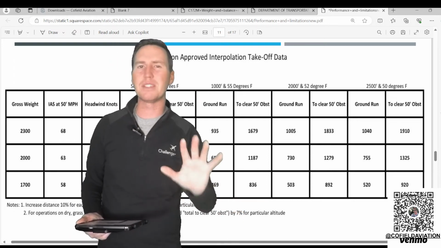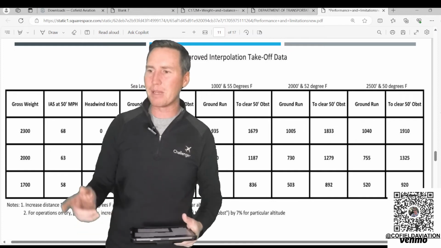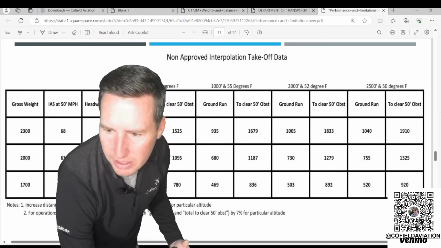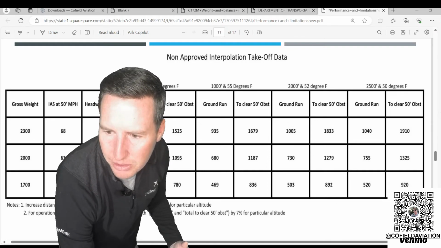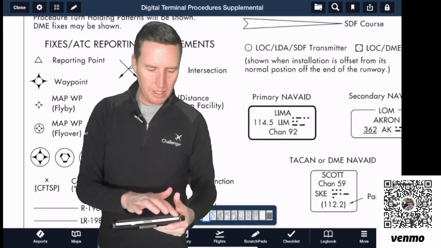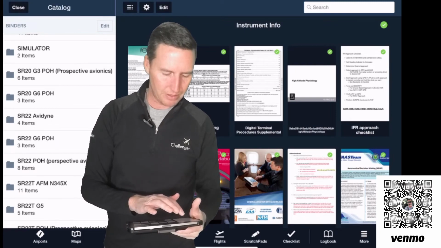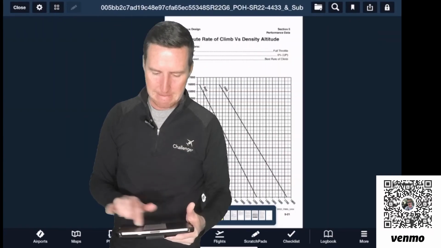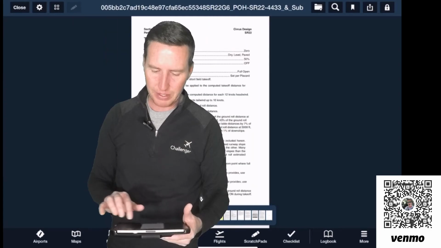So I hope that makes sense. If it doesn't, ask your CFI how that makes sense. But I will show you real quick how the majority of charts are. So I'm going to go here and I'm going to find the Cirrus. I'm just going to do SR22. I'm going to pull that up, and I'm going to show you how the modern day aircraft does this.